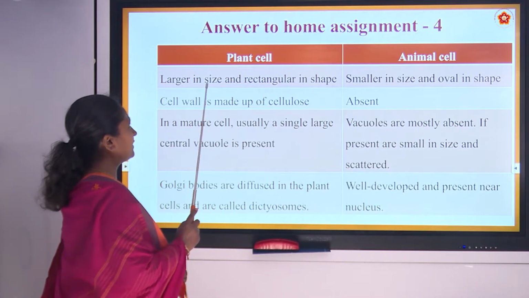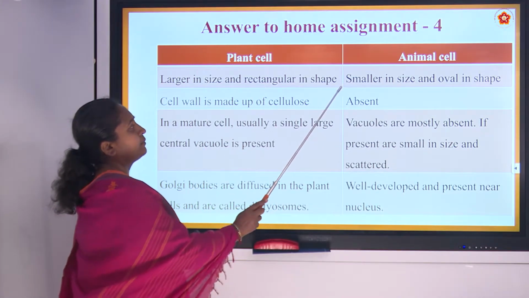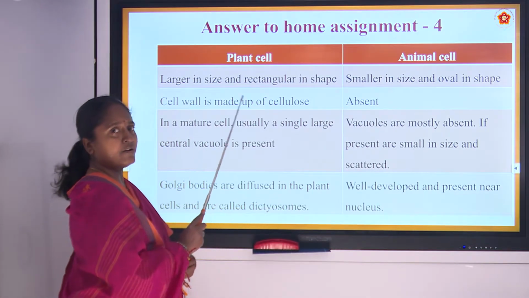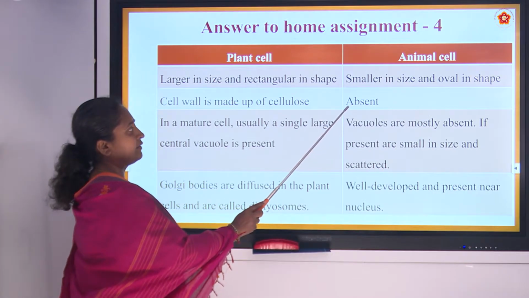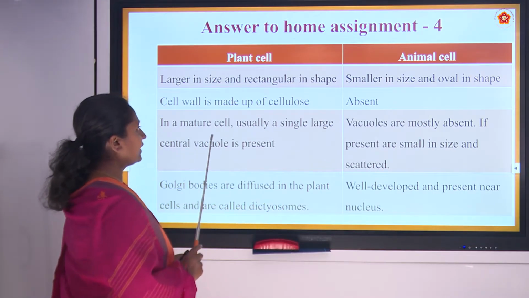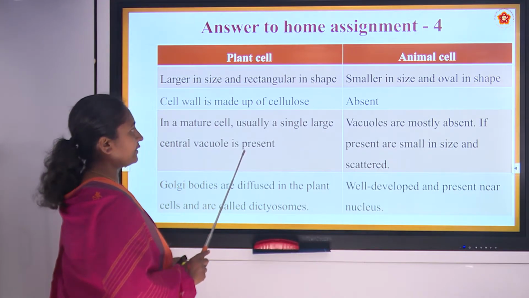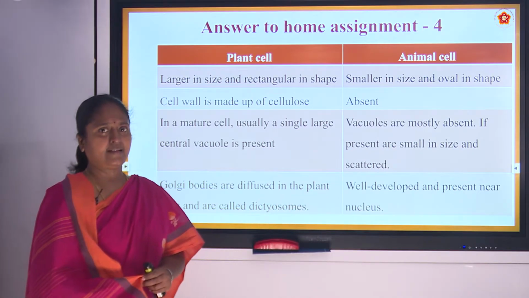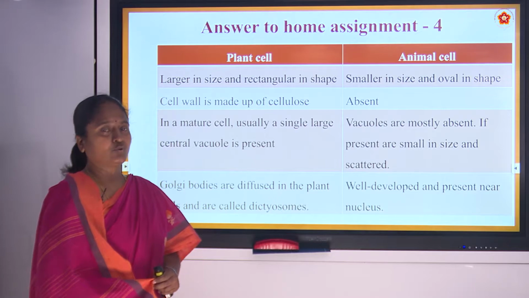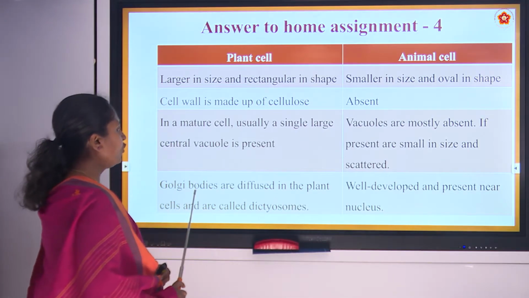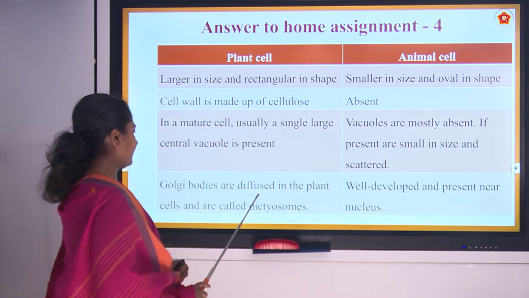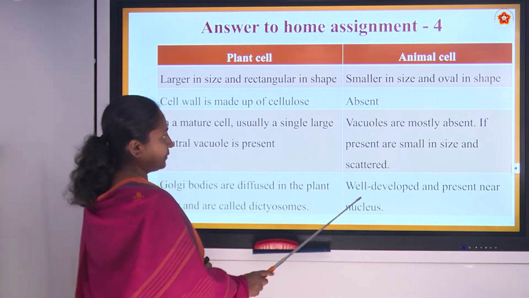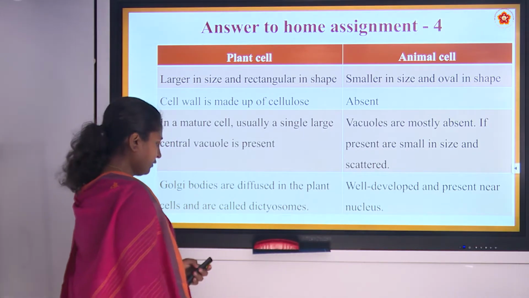In the plant cell, the cell size is large and rectangular, and in the animal cell it is smaller and also oval in shape. The cell wall is made up of cellulose in plant cells, and in animal cells the cell wall is absent. In plant cells we can see a single large central vacuole, whereas in animal cells vacuoles are absent. If present, they will be very tiny and small, and scattered throughout the cytoplasm. The Golgi bodies are diffused in plant cells and are called dictyosomes, right? It is well developed in animal cells and is present near the nucleus.